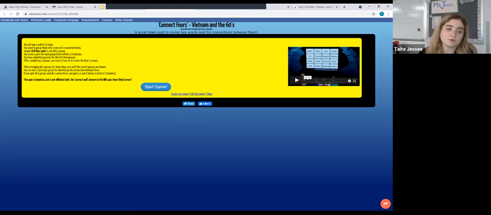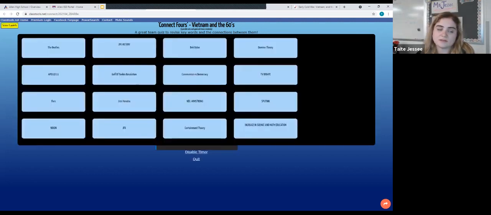After arranging all 4 groups, or when the time has run out, the correct groups are shown. You can earn 1 point per group for identifying the connection between them. If you spot all 4 groups and all 4 connections, you gain a 2-point bonus for a total of 10 points. It sounds really complicated. It's not. I'm going to show you for about 20 seconds or so how this works. And then I would encourage you to pause the video, to go to the link, and to try it out for yourself. Okay? So let's look.